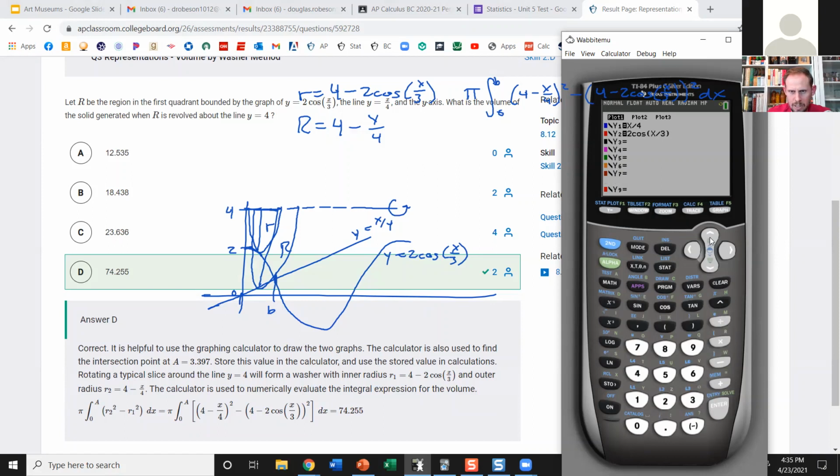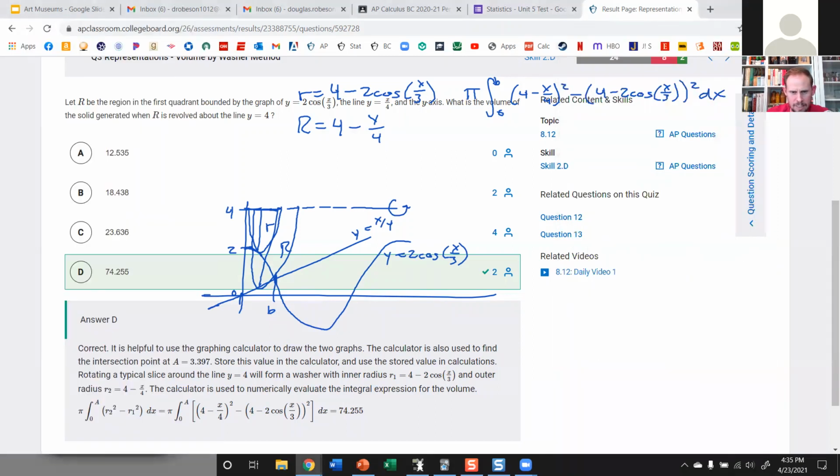And I'm going to turn this plot off because I don't want that to show up. And zoom 6. So there's my x over 4. And here comes my cosine. All right, so they're crossing right here is what we want to find. So second trace, then number 5 for where they intersect. And let's move closer to the point to make sure we get the right point.